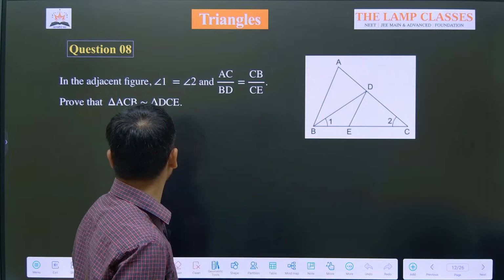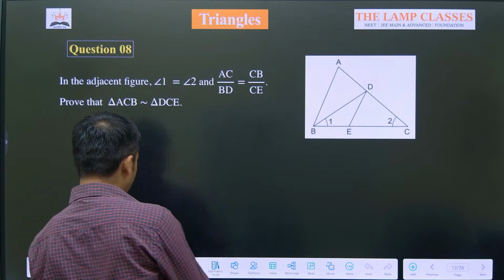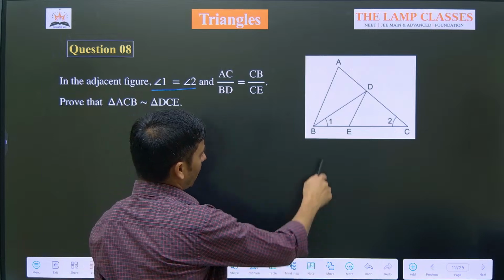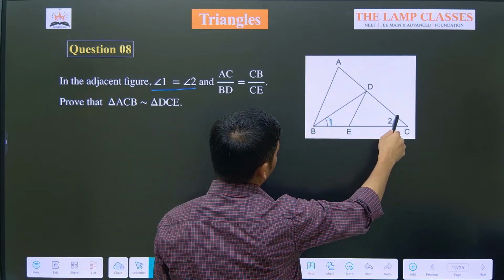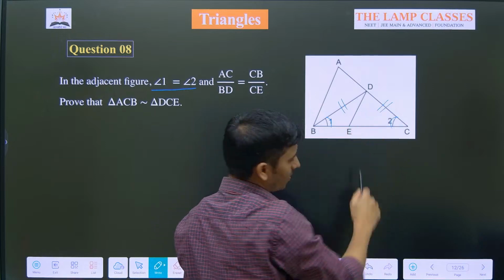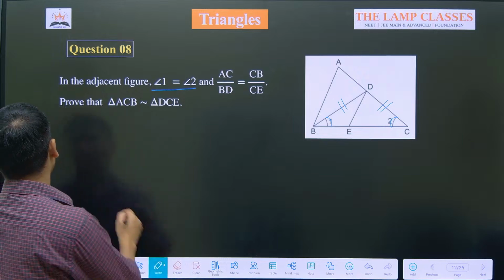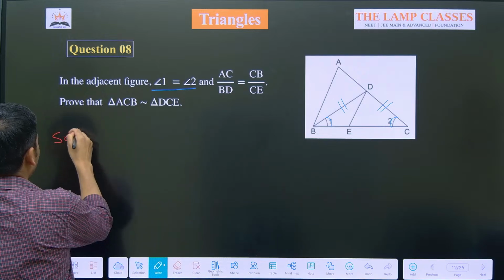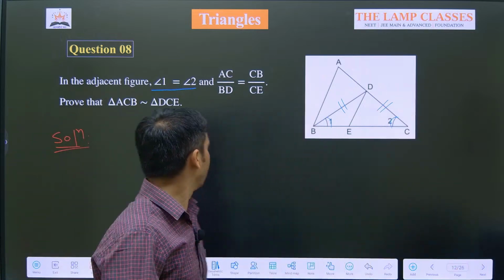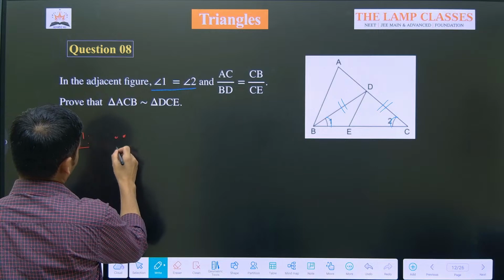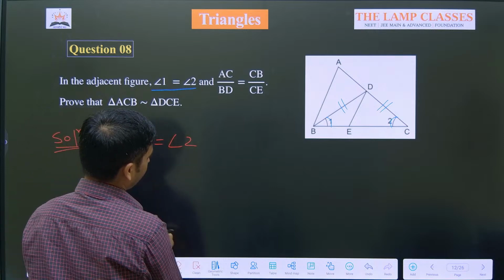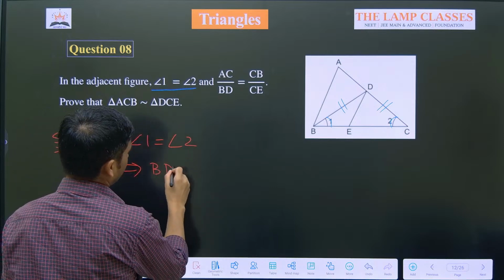Is it done? So the first information given is that angle 1 and angle 2 are equal. If angle 1 and angle 2 are equal, then we can say this length and this length are equal, right? Because it's an isosceles triangle, right guys? So in the solution, the first thing will be to make the diagram. Here the diagram is already there, so I don't have to make it again. So we'll say that since angle 1 is equal to angle 2, we must have BD equal to DC.